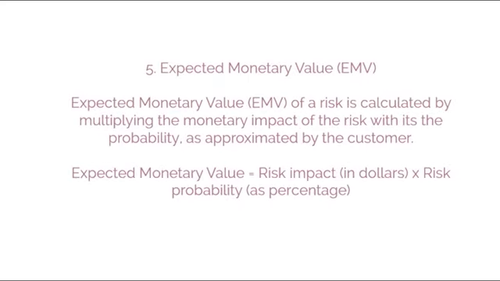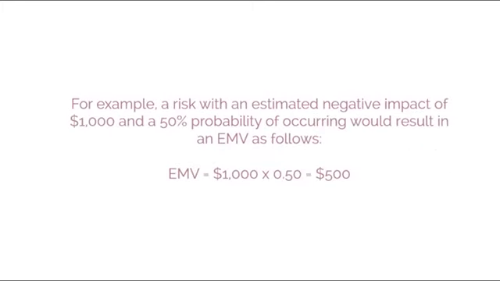5. Expected monetary value, EMV. Expected monetary value, EMV, of a risk is calculated by multiplying the monetary impact of the risk with its probability as approximated by the customer. Expected monetary value equals risk impact in dollars times risk probability as a percentage. For example, a risk with an estimated negative impact of $1,000 and a 50% probability of occurring would estimate in an EMV as follows. EMV equals $1,000 times 0.50 equals $500.